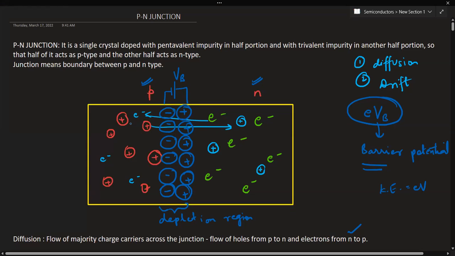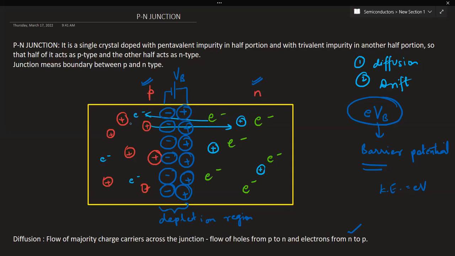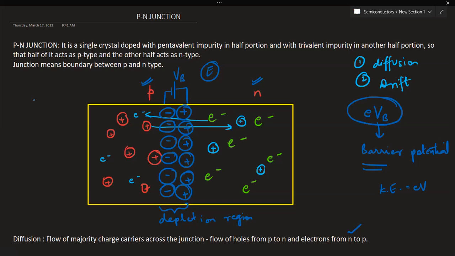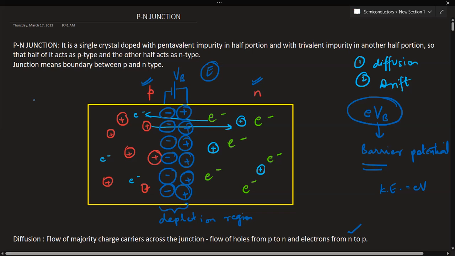So what happens? When this electric field pushes electrons towards the N side and holes towards the P side, a current is set up. This current, set up by the barrier field, from N to P side, is known as the drift current. So due to the electric field, minority charge carriers have crossed the junction; this is known as drift. So what kind of charge carriers travel through diffusion? Only the majority charge carriers travel through diffusion, whereas drift helps in movement of minority charge carriers.